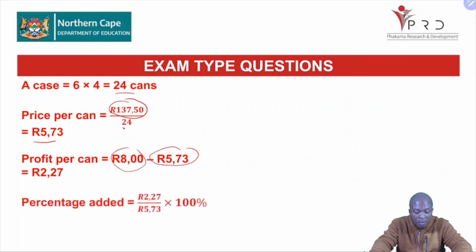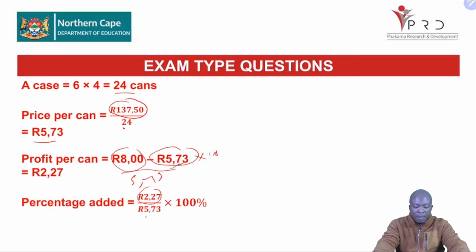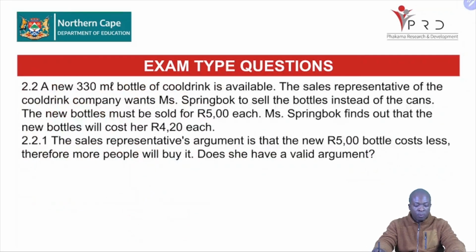So percentage added will be 2.27 rand divided by 5.73 rand. Or you can take the percentage approach, which is new, which is the 8 rand, minus old, divided by old 5.73 times 100. New minus old divided by old times 100. You will still get the same answer, which will give you 39.616%. That's how much you added. Correct. Now let's go to 2.2.